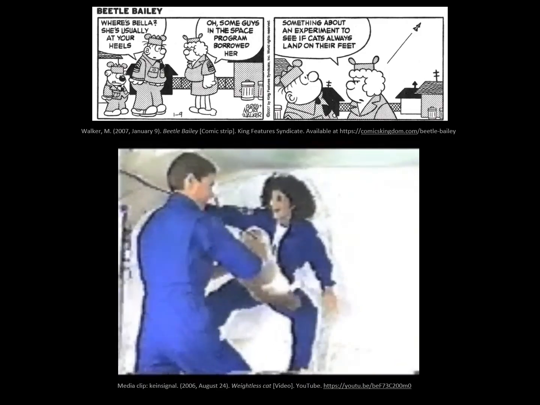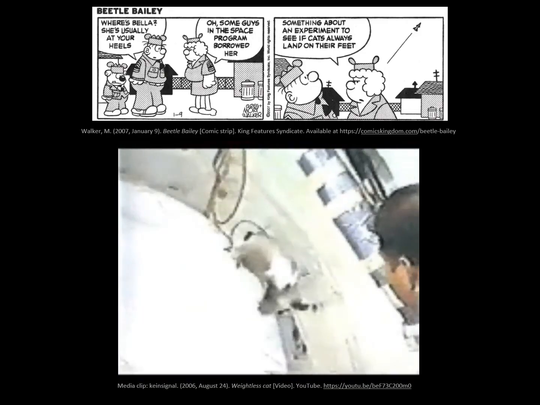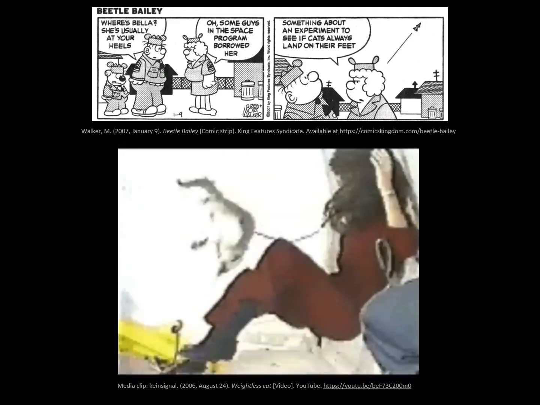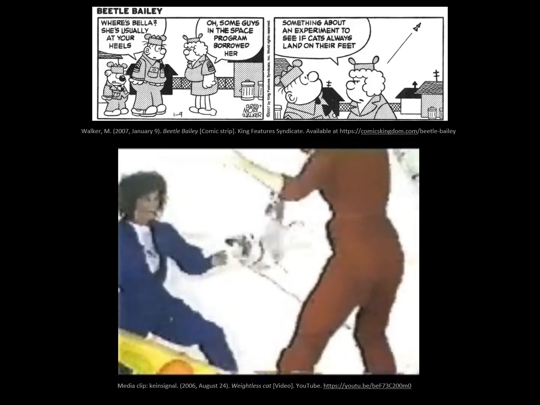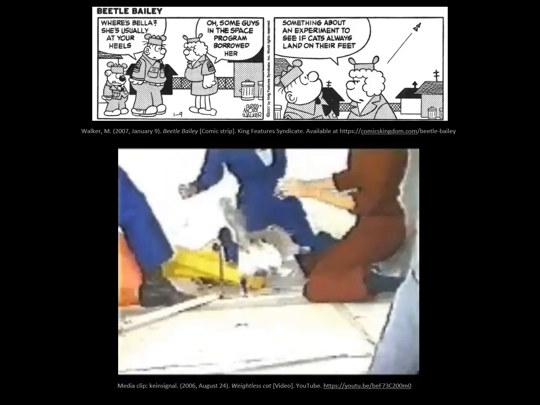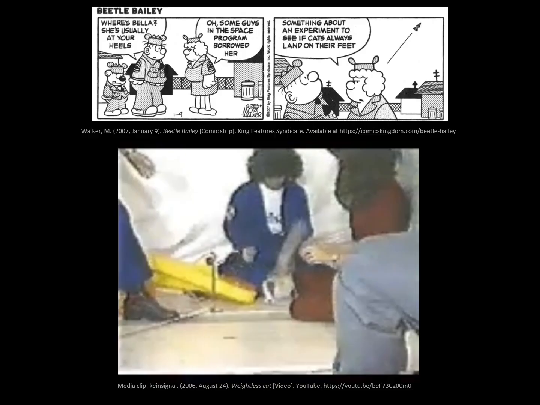That first bounce isn't very good. So they throw the cat again, and the cat's trying to land on its feet, but because it's weightless, it's just spinning in space because of the conservation of angular momentum. And now that everybody's settling down, it's because they've come out of free fall.